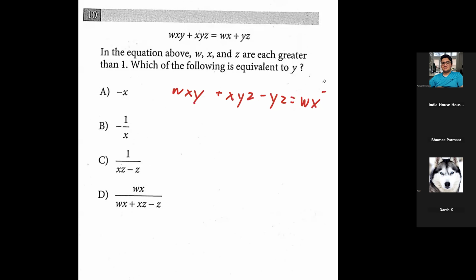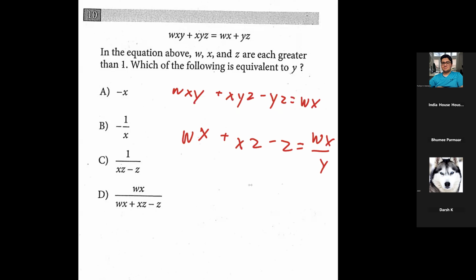And so now to get Y by itself, we just divide both sides by Y and we get WX plus XZ minus Z equals WX divided by the Y that we removed. Because we just took this entire side, divided it by Y, and took this entire side and divided it by Y. And so now, what we can do is we can change the reciprocal.